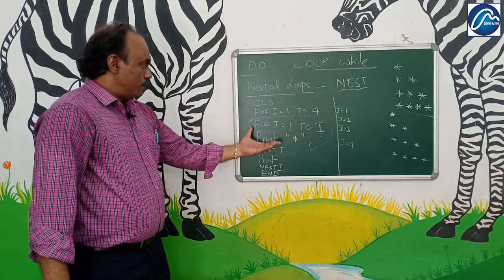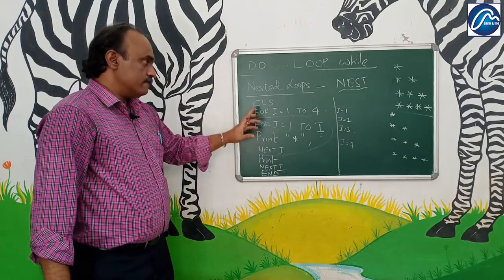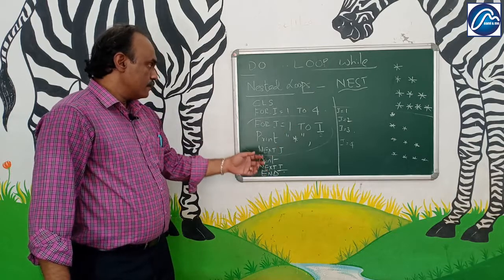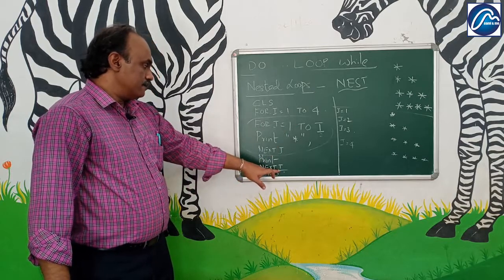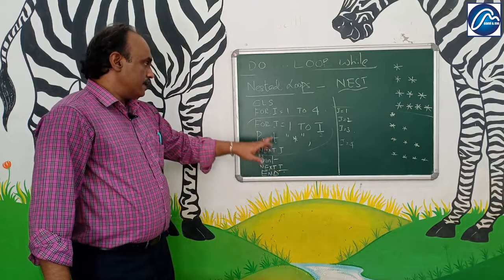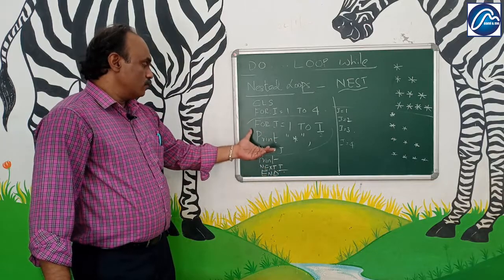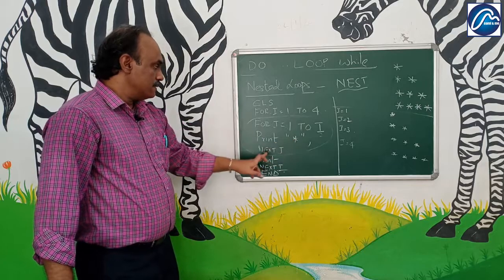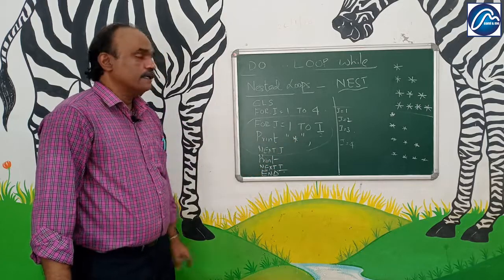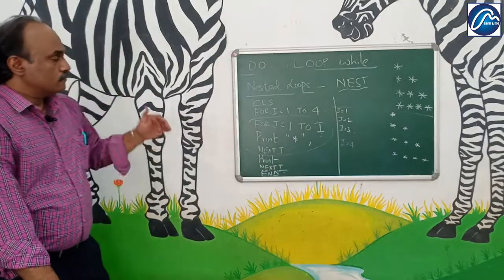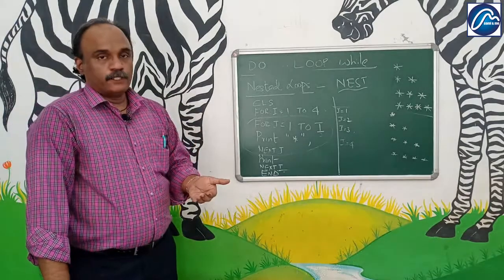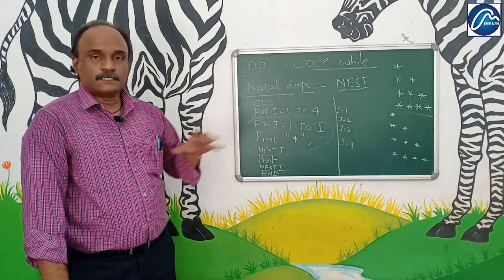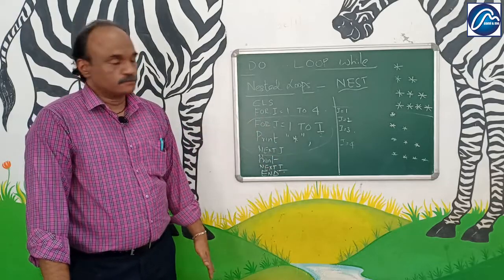This is a loop within a loop, which is a major loop. For I = 1 to 4 is the major loop. That loop is ending here, next I. And on the other hand, there is another loop starting with for J = 1 to I, print asterisk, next J. This is the loop within a loop. So I repeat, when you do the program on QBasic, things will be much easier for you.